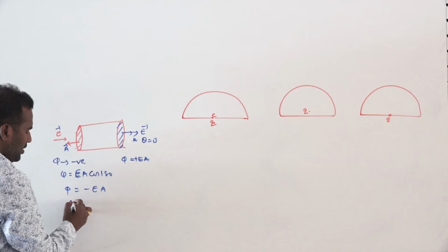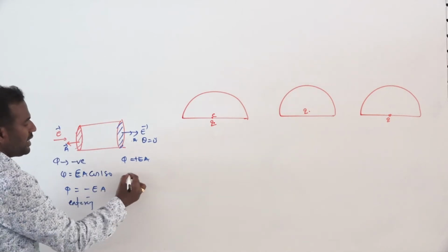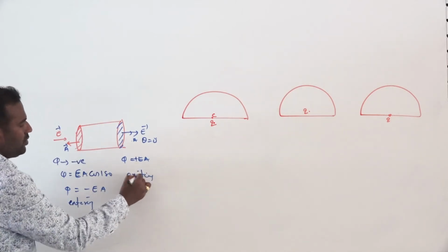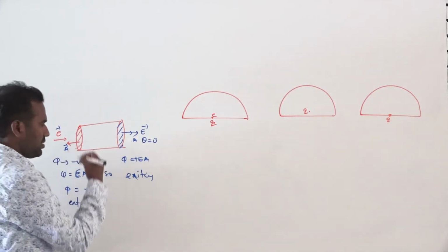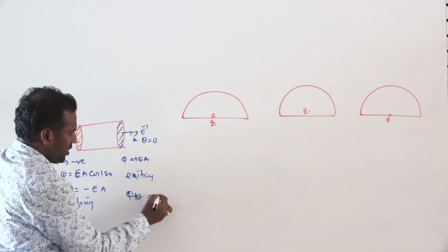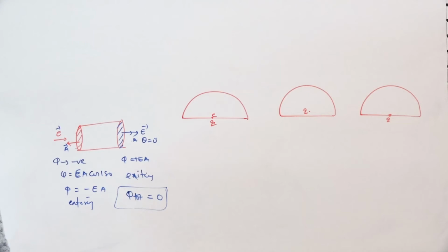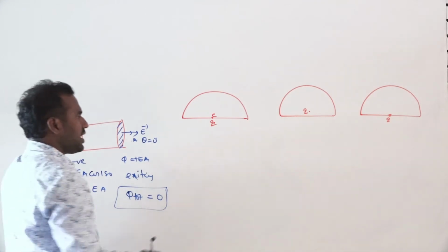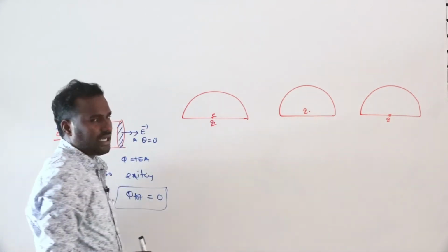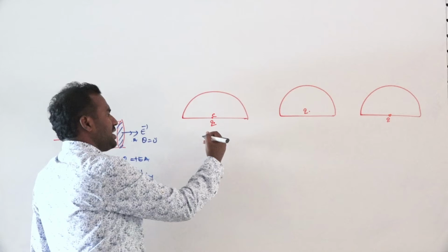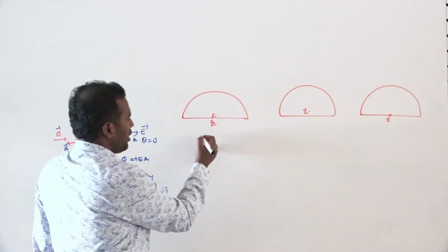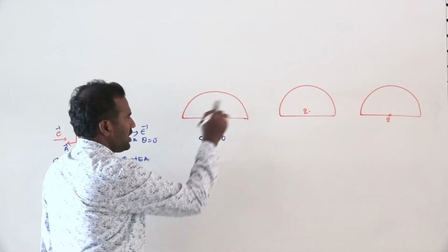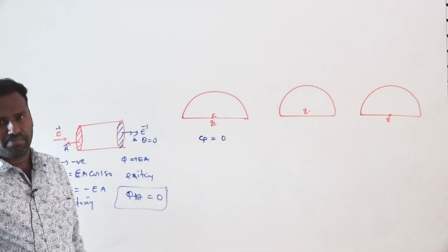So this is entering and here is exiting. So the total flux linkage through this cylinder, that net flux or total flux, is equal to 0, we can say. The same thing over here also: since the charge is present outside, as many electric field lines enter, that many electric field lines exit. So the total flux linked to this hemisphere is equal to 0, we can say.